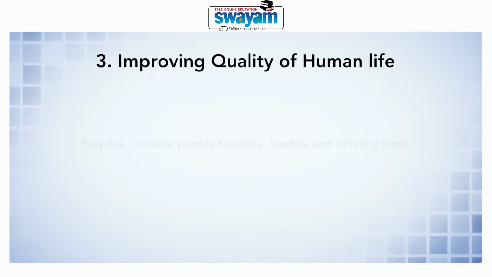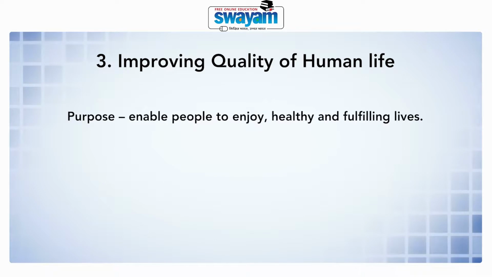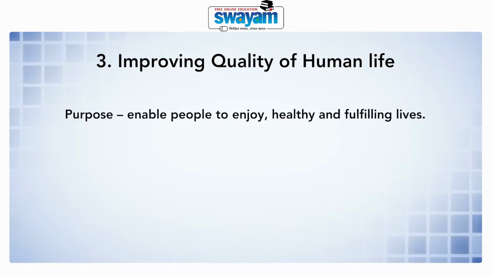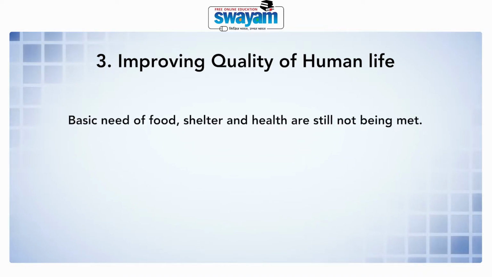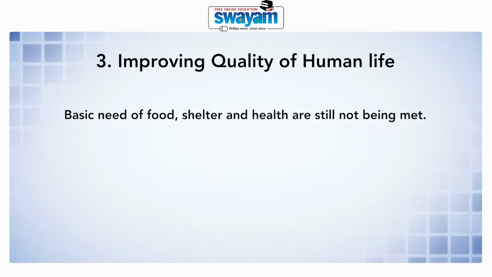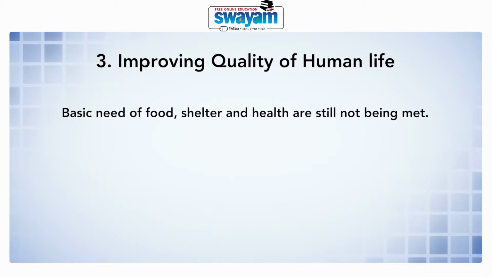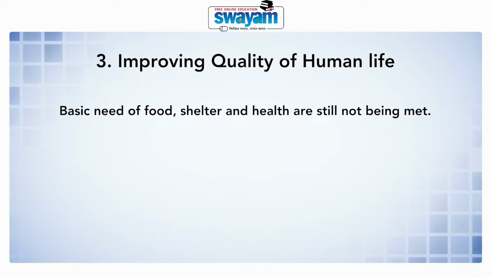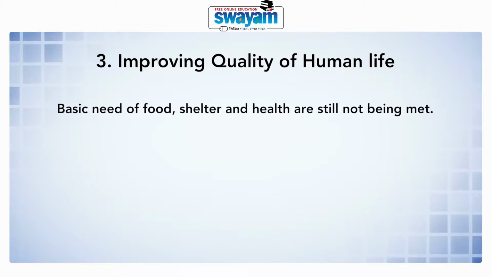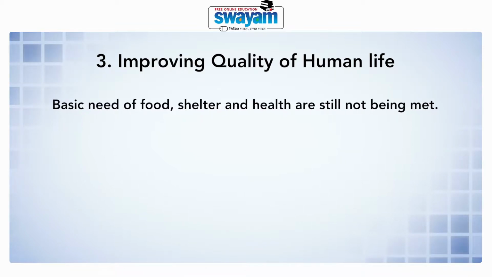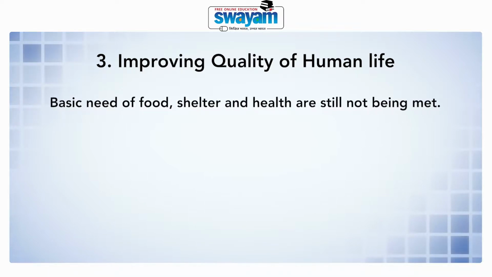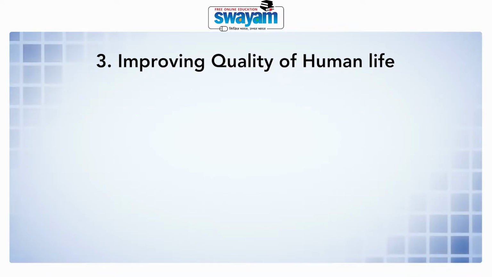The third strategy is improving the quality of human life. The purpose of this strategy is to enable people to enjoy healthy and fulfilling lives. The basic needs of food, shelter and health, as you know, are still not being met. We are very modern, we have developed, but then we still have incidents of farmer suicides, starvation deaths, malnutrition, undernourishment. So these basic needs of all people should be met. We should be aware of this fact.